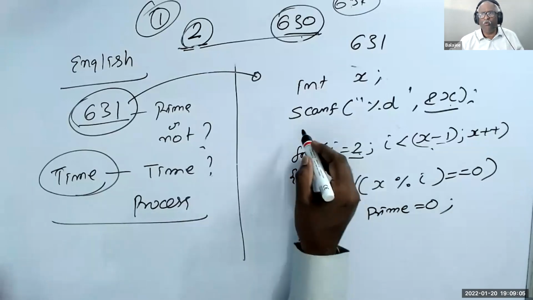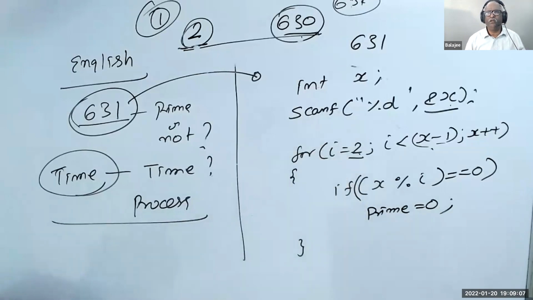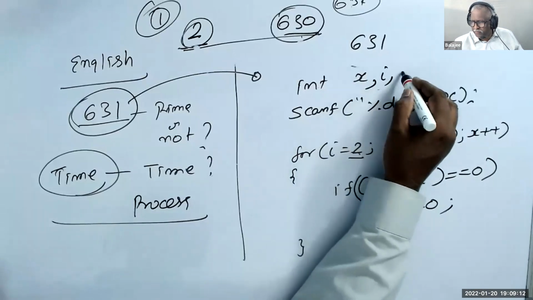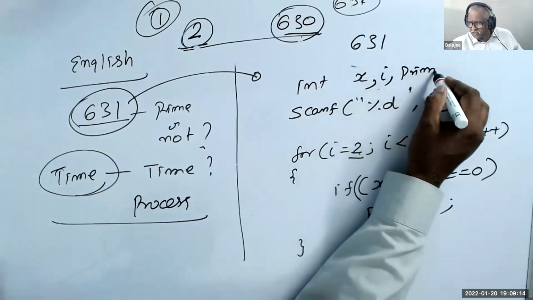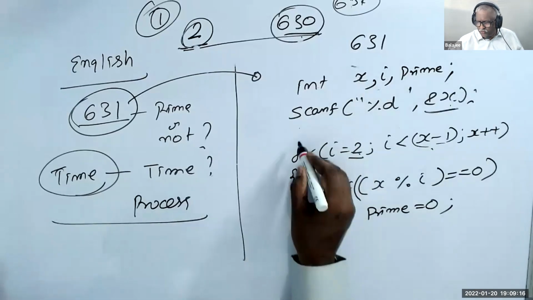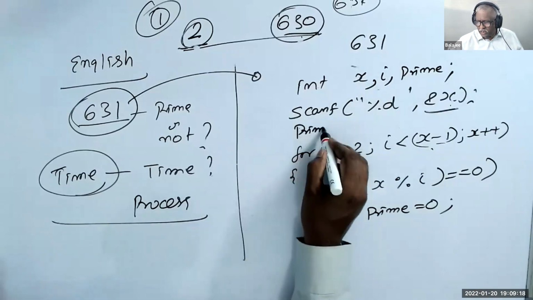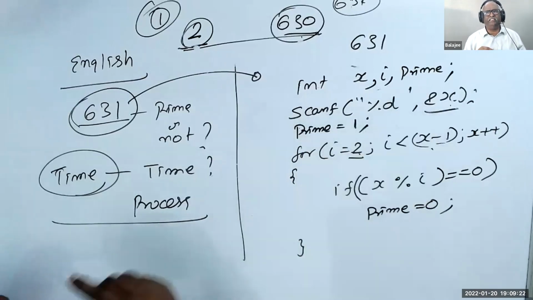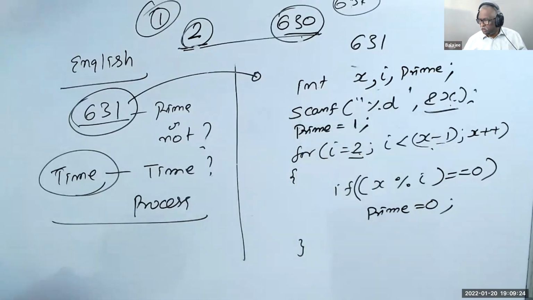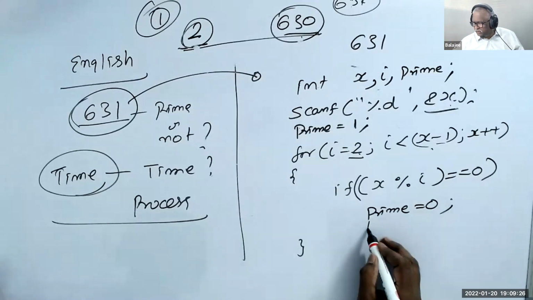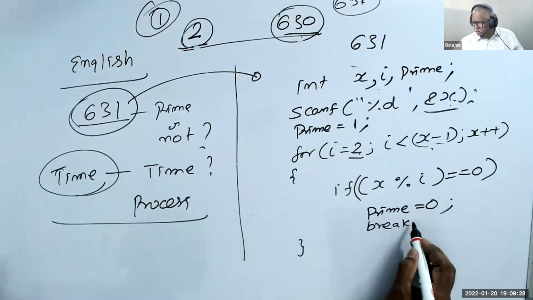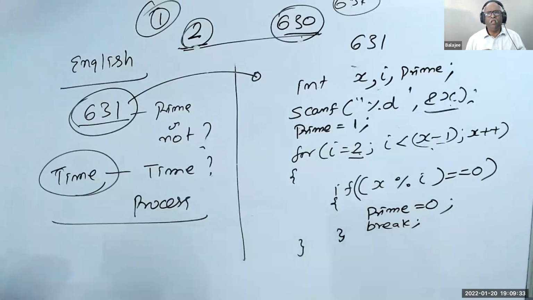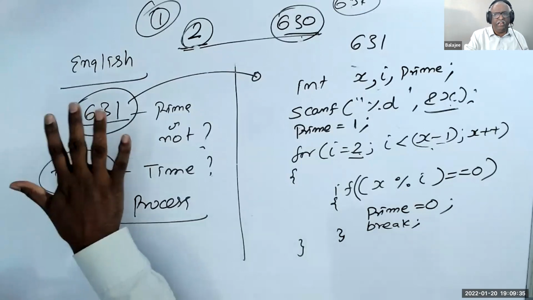Now, while starting, I declare a flag, i and prime. Before starting the for loop, I say prime is equal to 1. I assume that a number is always prime. Now if the remainder is 0, then prime is 0 and break. Do you get it now? What I have written here, the same thing I'm doing.